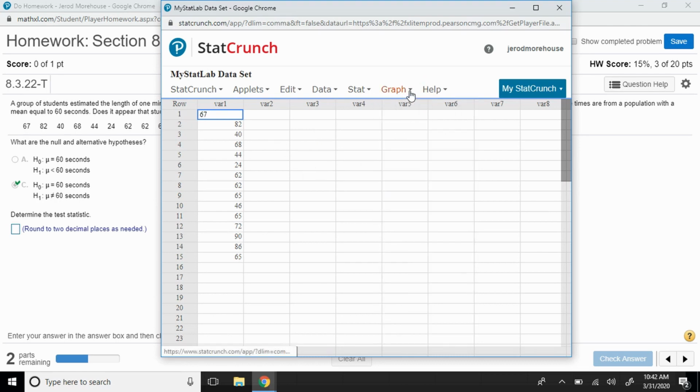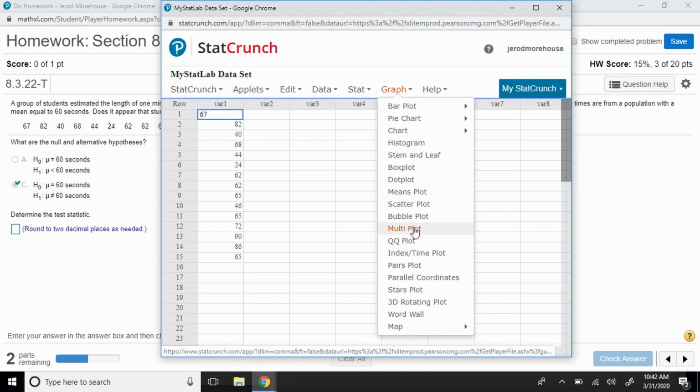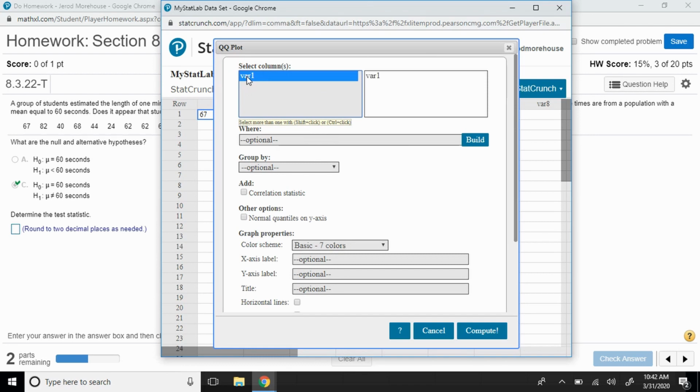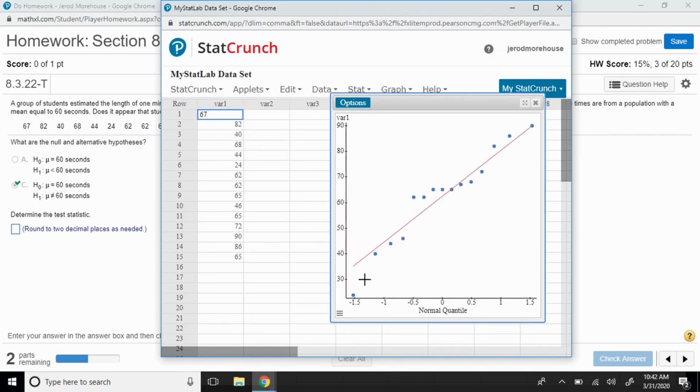So we want to go and do a graph, and we're going to do a QQ plot. This is a normal probability plot, and we're going to do it on our data itself. We want to compute, and you can see here we get a fairly linear pattern. It's not perfectly linear. This is a small data set, so we can't expect it to be too perfect, but we could say because the data is fairly linear that the sampling distribution could be normal.